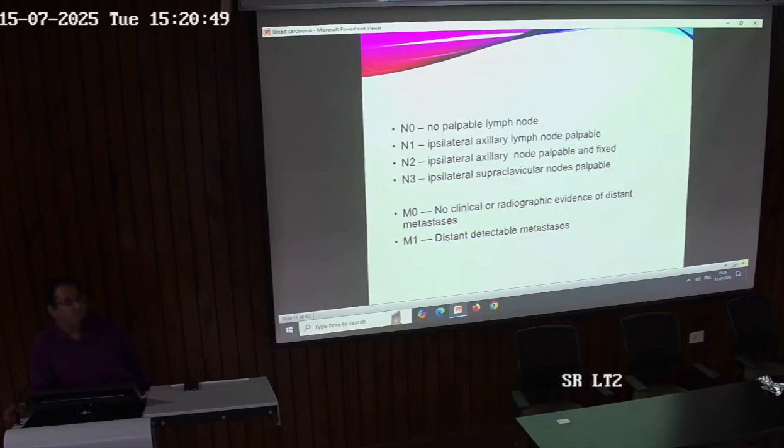You have to memorize this classification and you have to write it. There is no mnemonic to learn it. You have to learn it by heart. M0, no metastasis. M1, distant metastasis.